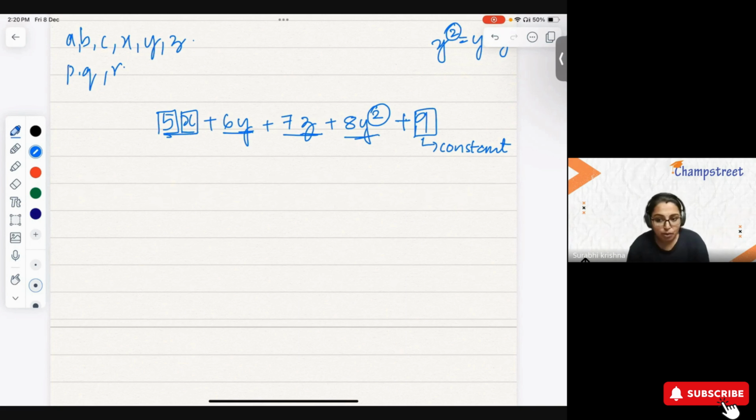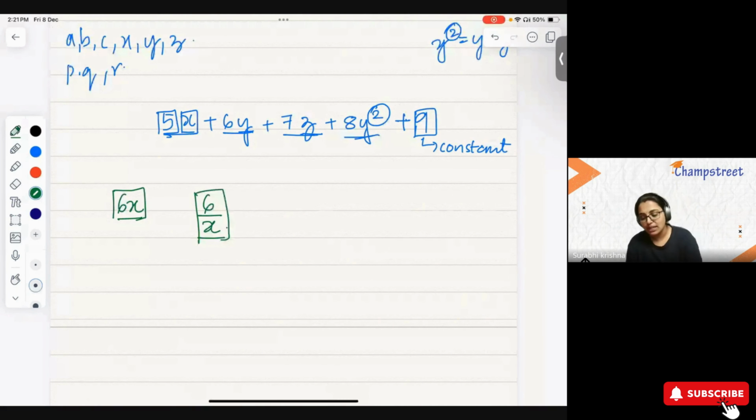But we have one problem. Let's take an example, like we have 6 by x, right? We will compare it with 6x. So both are having a variable. Yes or no? Yes, they're algebraic terms. But is there a difference between 6x and 6 by x? Yes, of course. One is multiplication, the other one is division. There is one more difference: 6x is a polynomial, 6 by x is not a polynomial.